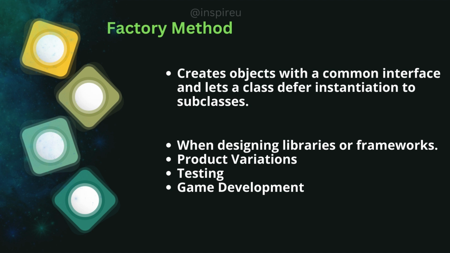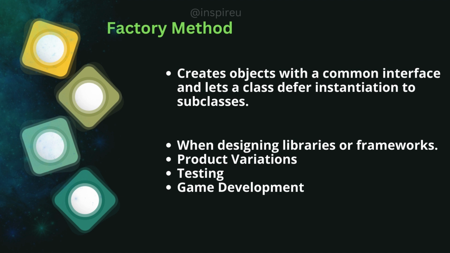As uses of this design method, first I can mention that when designing libraries or frameworks that provide a set of related interfaces, but the actual implementation can vary, the factory method pattern allows users of the library to create instances of objects without knowing their exact types. For example, in GUI libraries, we might have a factory method for creating different types of UI controls.